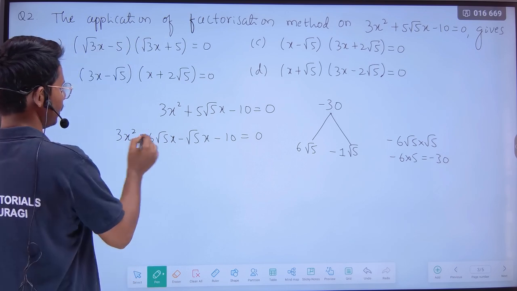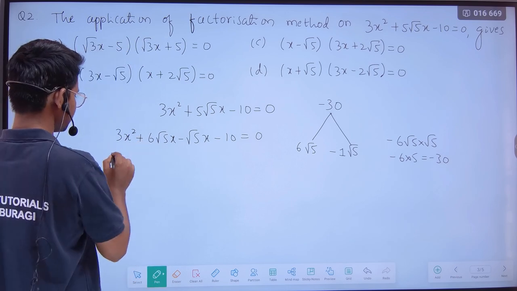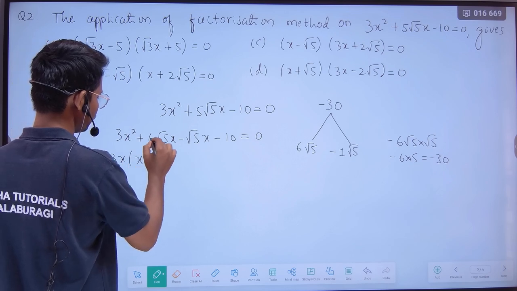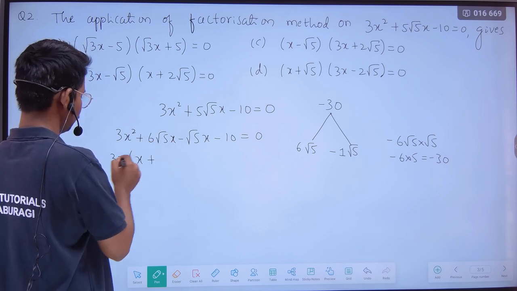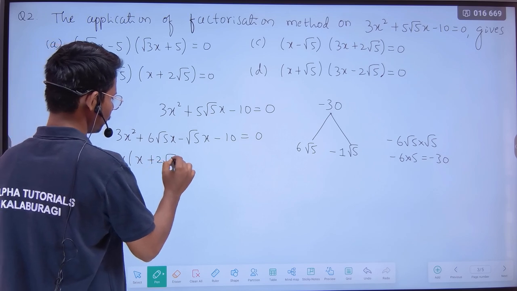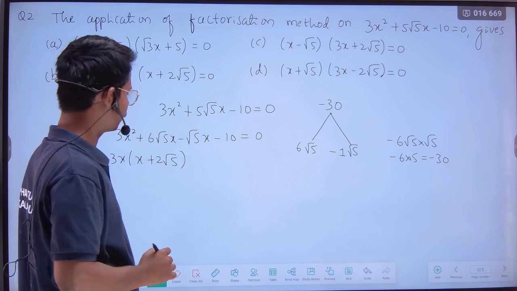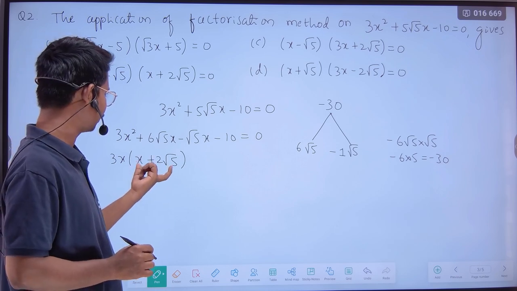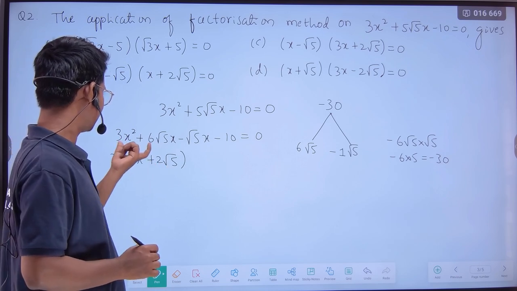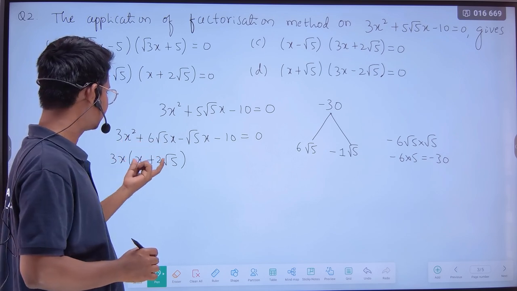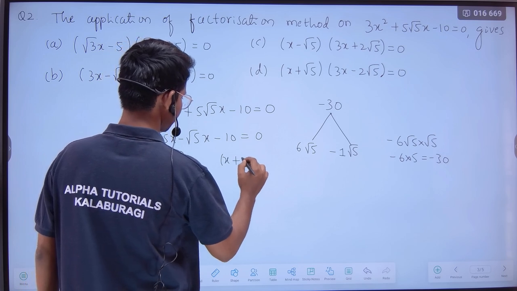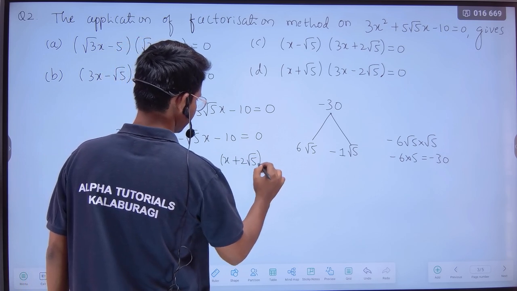Correct? Now what is common in these two? It is obvious, 3 is common and x is also there. So inside the bracket x plus, 6 I wrote as 3 into 2. 3 I took means 2 root 5. Now one thing you remember, golden rule. The bracket you are getting in the first two terms after taking common, the same bracket will repeat. It means here you will get x plus 2 root 5 equal to 0.